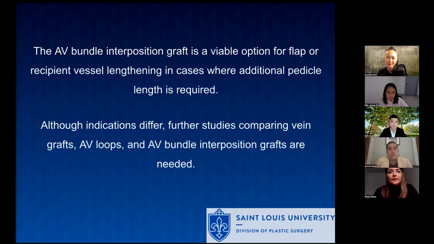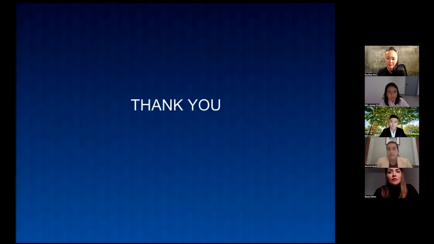And although indications do differ between these three major grafts, further studies comparing vein grafts, AV loops, and AV bundle interposition grafts are needed. Thank you.